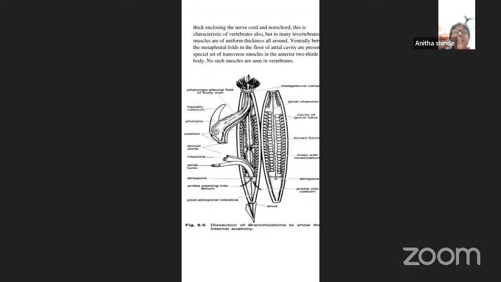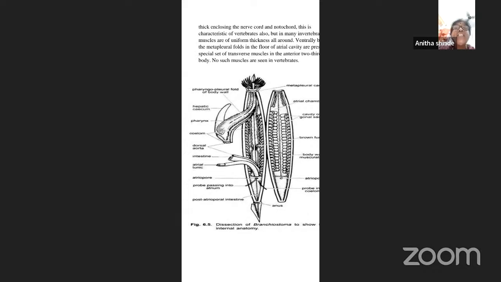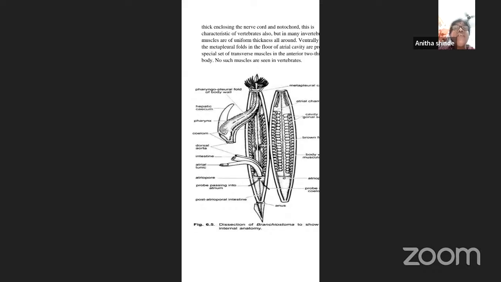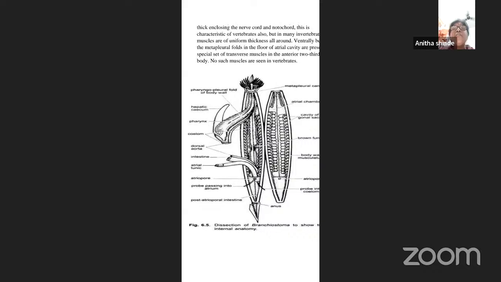Okay. Then next, you have the nerve cord as well as a notochord. This is a characteristic feature of the vertebrates, as I told you. But in many invertebrates, the muscles are of uniform thickness all around. So ventrally, between the metapleural folds, in the floor of the atrial cavity, you have a special set of transverse muscles in the anterior two-thirds of the body.